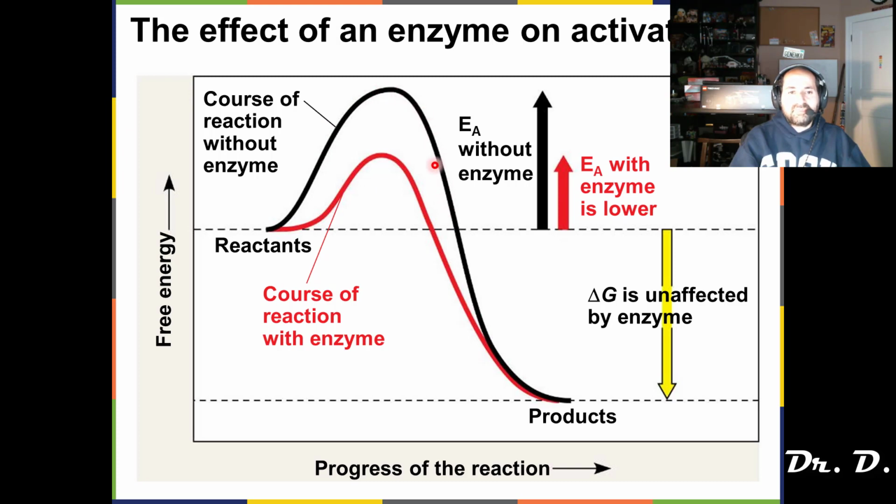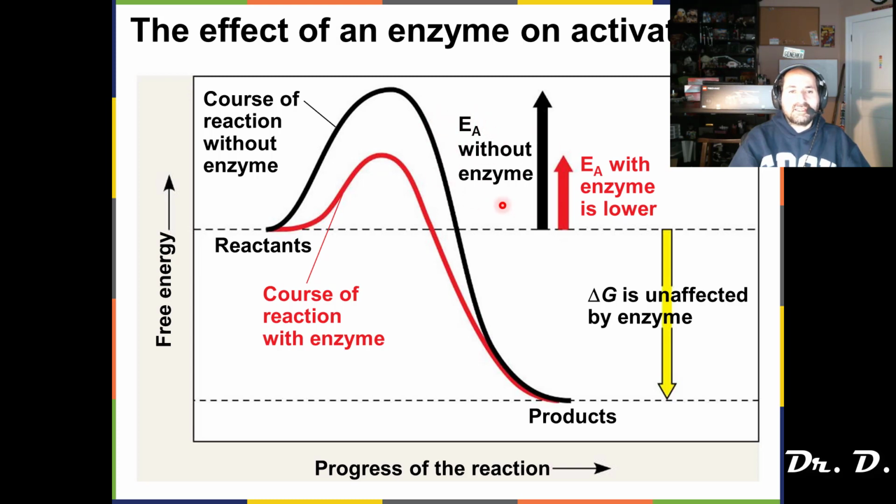And if this is a big energy requirement, if this is a big speed bump, a big EA, activation energy, then it's going to be a very slow process. And if it's a small bump, if it's a small EA, then it's a very quick process. That's what determines whether a reaction is fast or slow. Bigger EA, slower process. Lower EA, faster process.